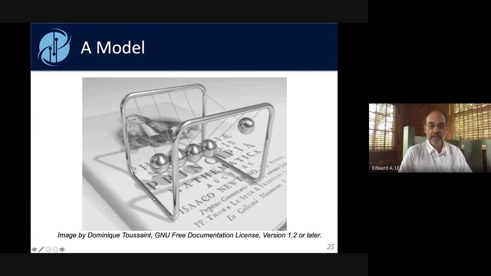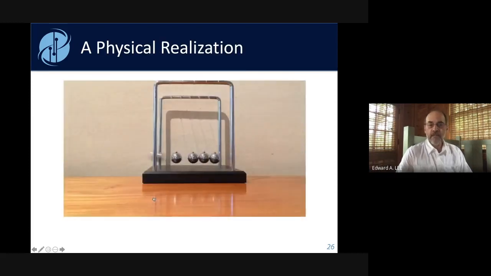This is an image created by Dominique Toussaint, an animated image. And I love this image because he sets it on top of a copy of Newton's Principia. And it's got beautiful computer graphics, rendition, with nice shadowing and so forth. But it's clearly a simulation model. It's too perfect, right? And this is a video of an actual Newton's cradle that I bought from Amazon for $6, including shipping. And it's a piece of crap, right? I mean, the balls in the middle are supposed to stay still, and they don't. It's a very poor realization of Newton's cradle.